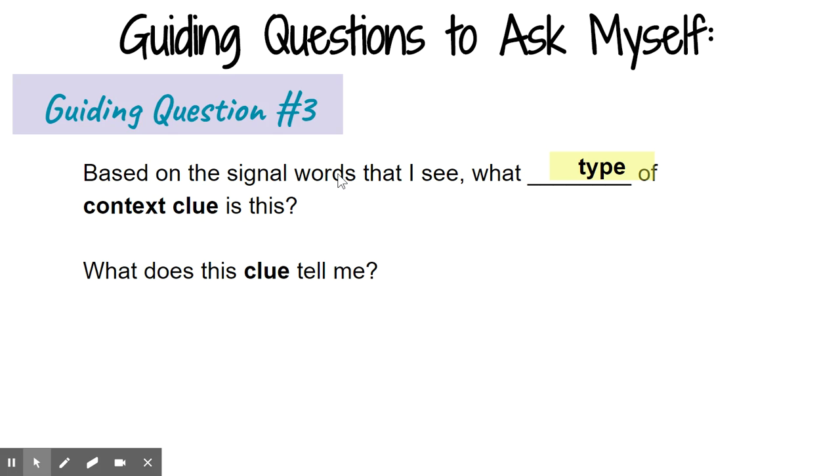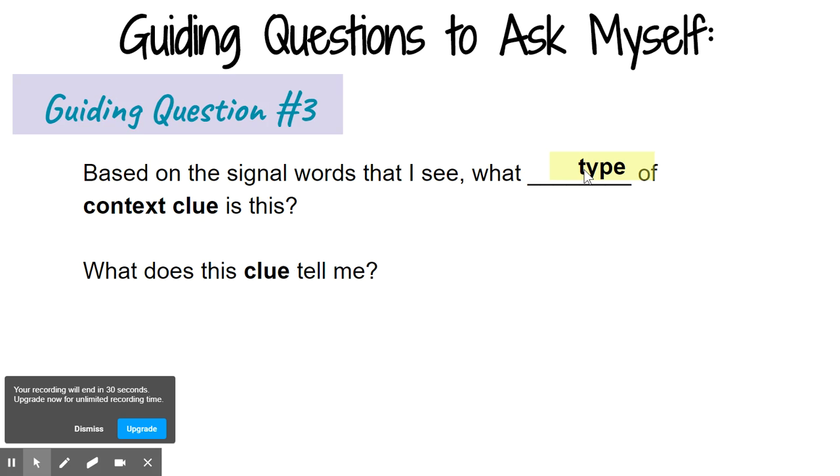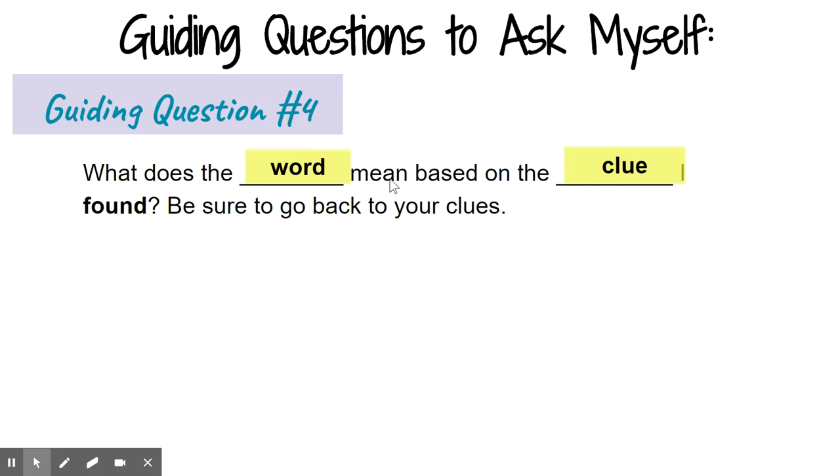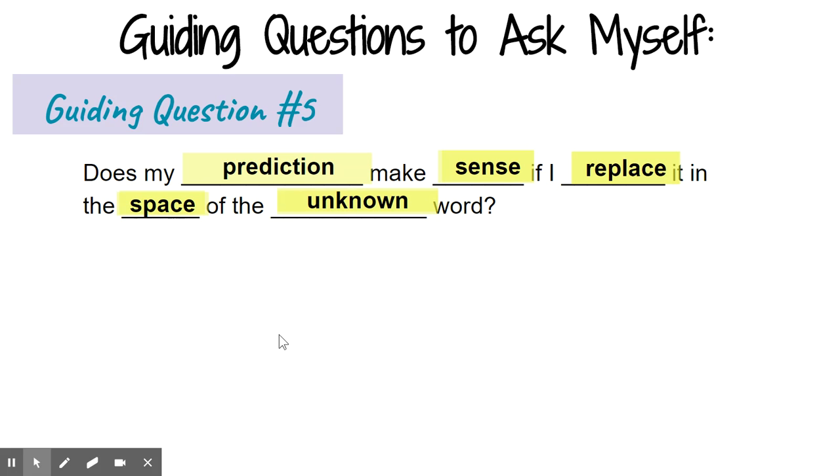So signal words are categorized by types. We're going to study that this week. So once you figure out the signal words, you can figure out the type of clue you're looking at, and then you can make a connection to what the clue tells you. So each type of clue tells you something different. Then, what does the word mean based on the clue found? And your final question, does my prediction make sense if I replace it in the space of the unknown word? Now you're ready to work on your form.